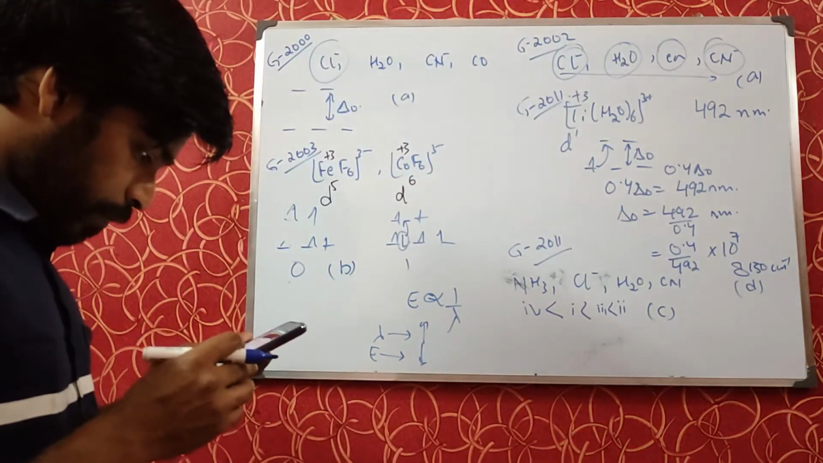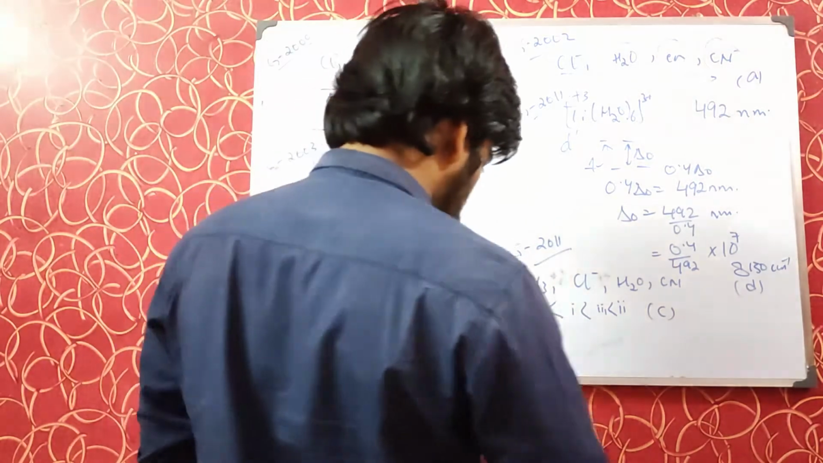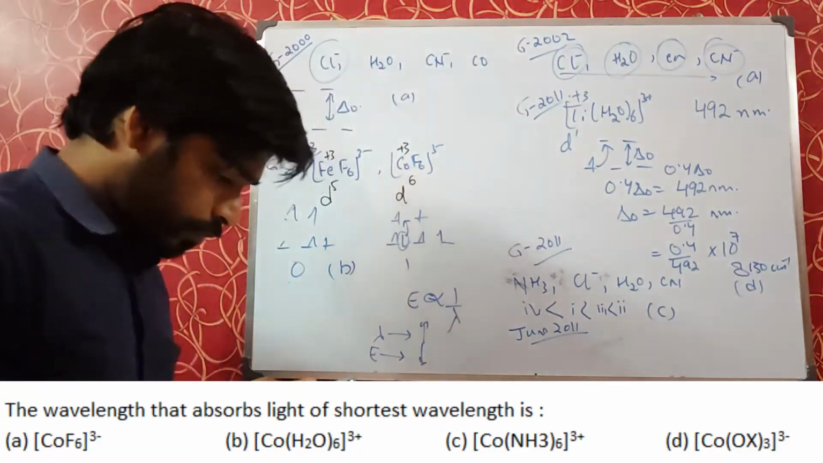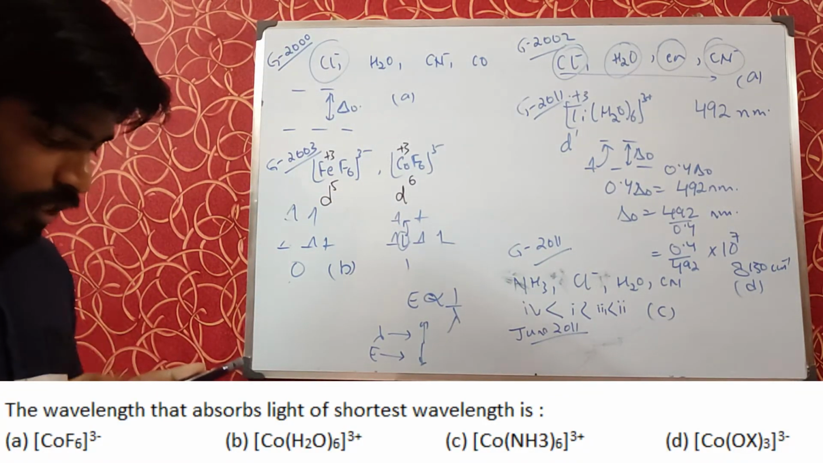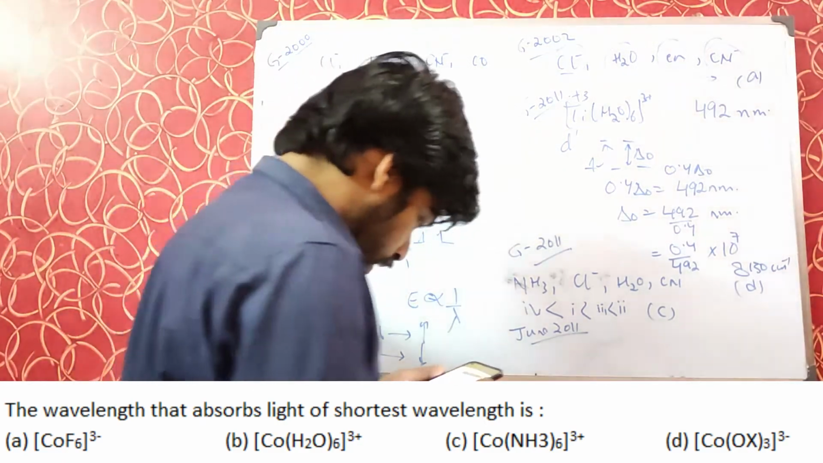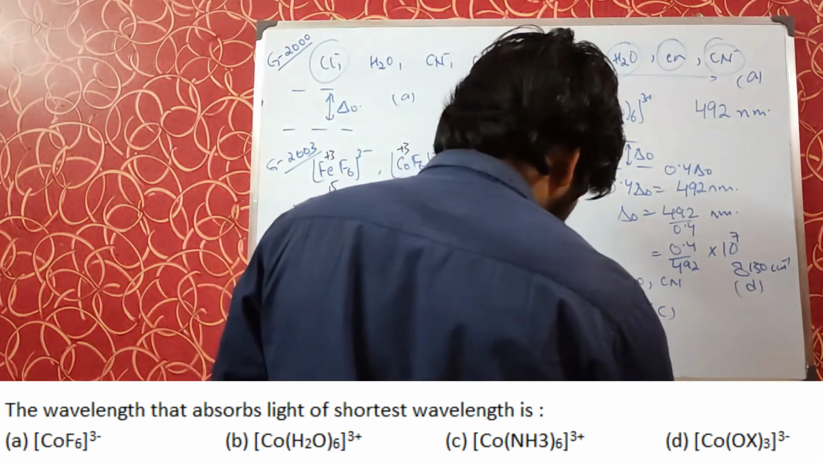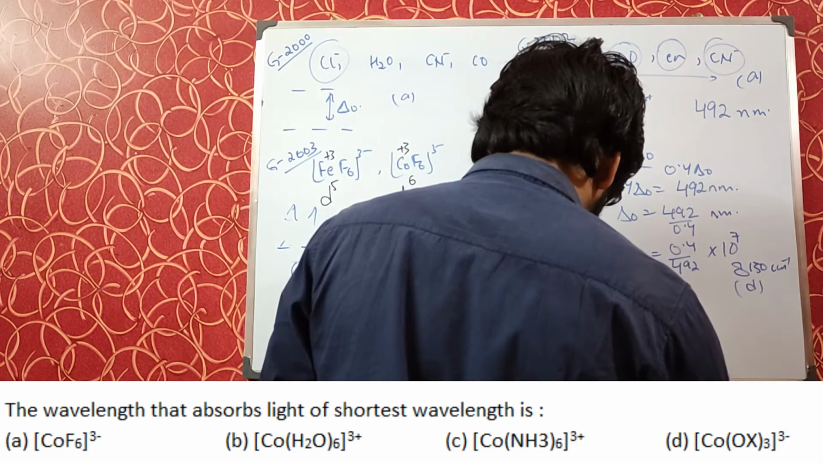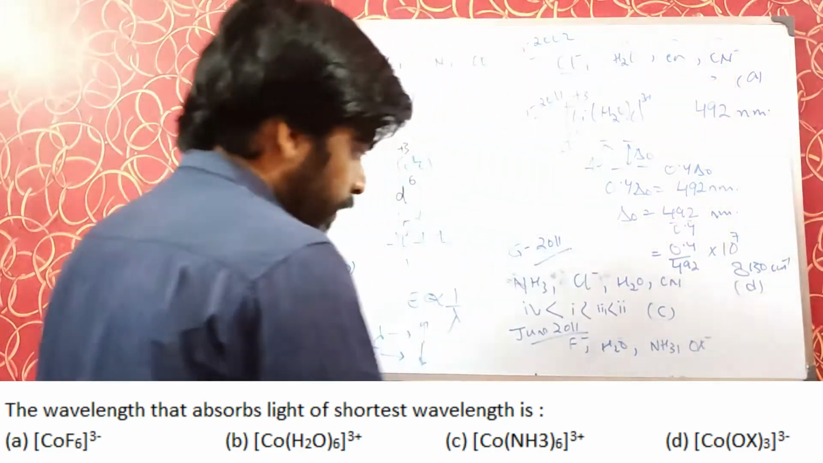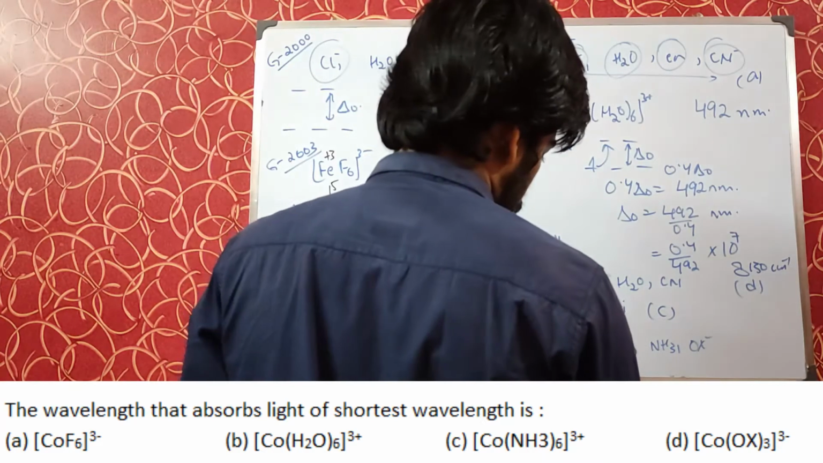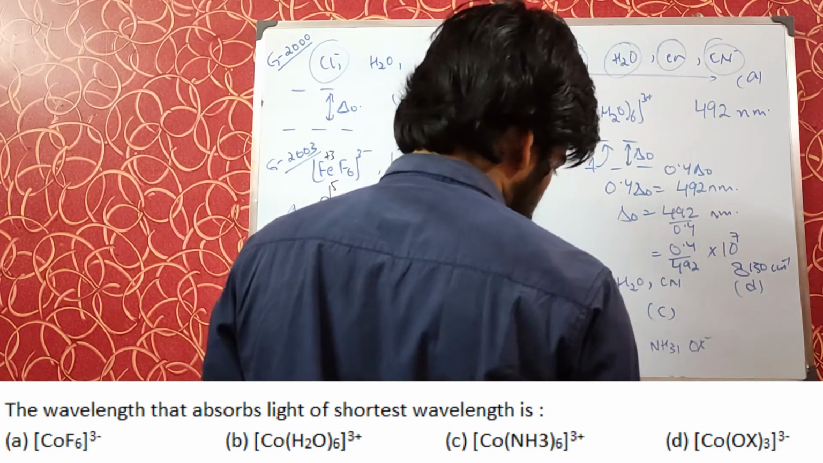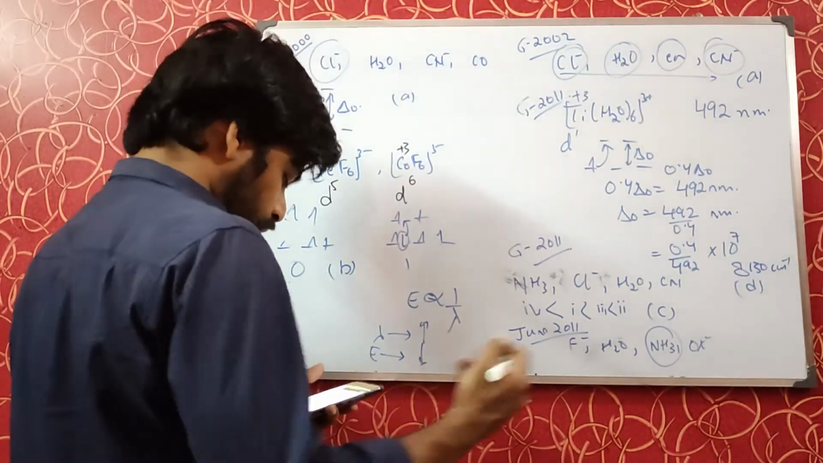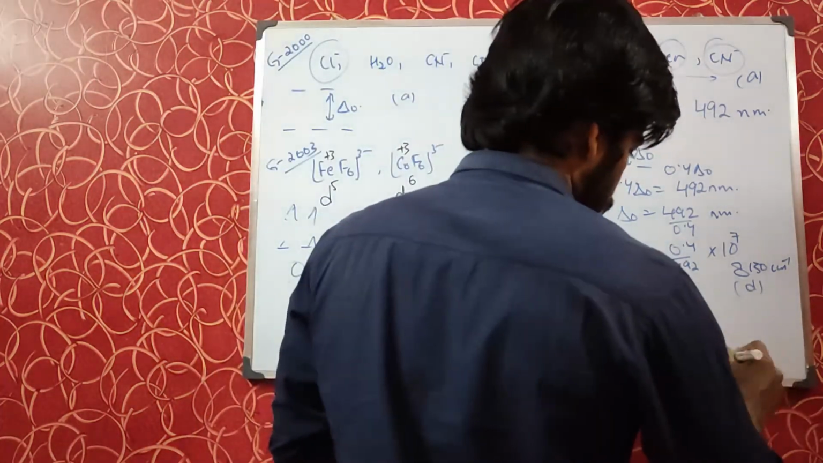Okay, the next question we have is from NET June 2011, and the question says the complex that absorbs light of shortest wavelength is, and you have again fluoride, water, ammonia and oxalate. Now the order for this should be, okay, so the shortest wavelength will be for the ligand having the highest splitting strength, which is for ammonia. That would mean the option number C.